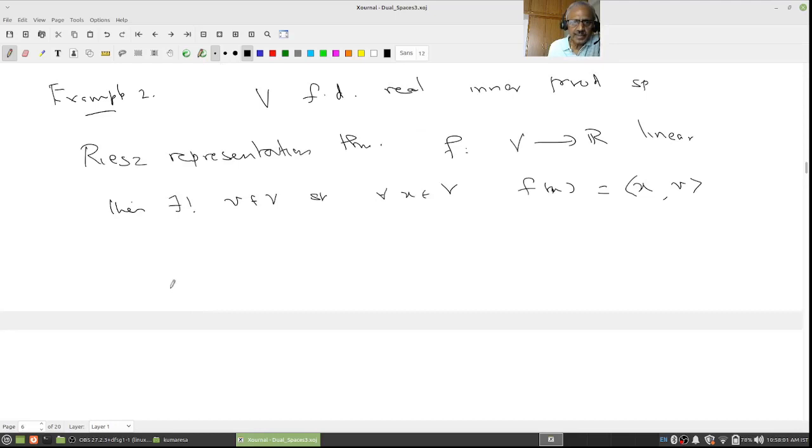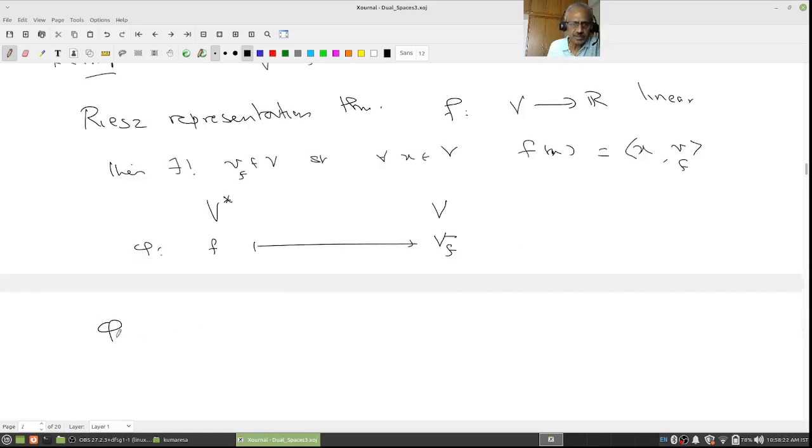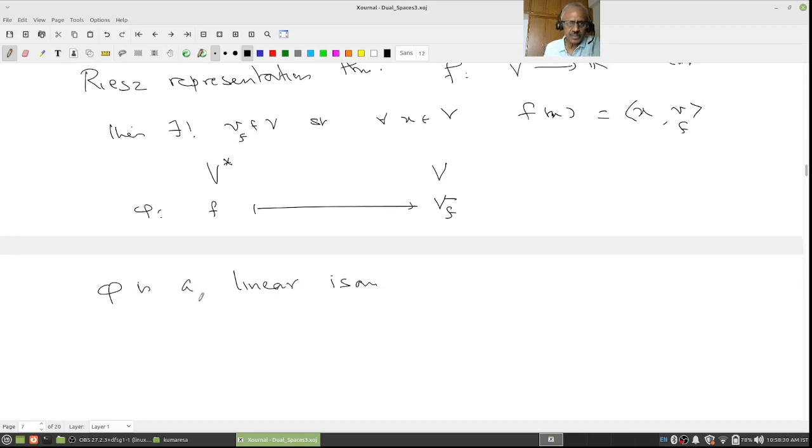Now we claim the map. Therefore, let us look at V star and let us look at this map. Let me call it v suffix f for the time being. For each f, let me associate v_f. This is my map phi. I claim this phi is a linear isomorphism. It is very easy to check, but I'll go through that again.